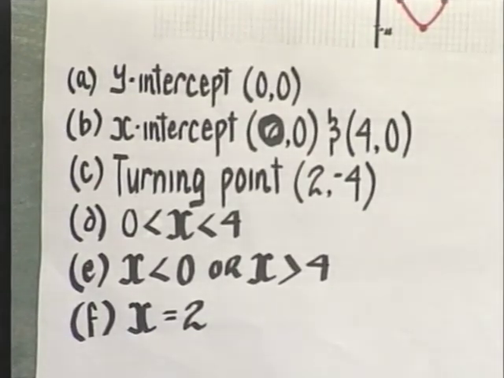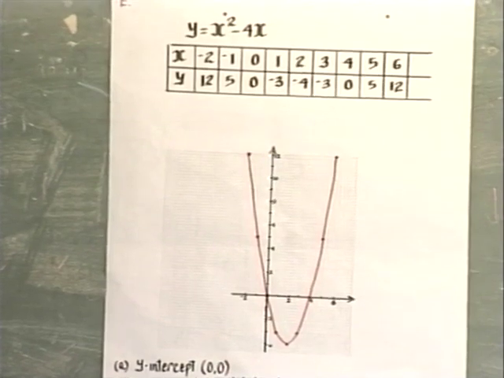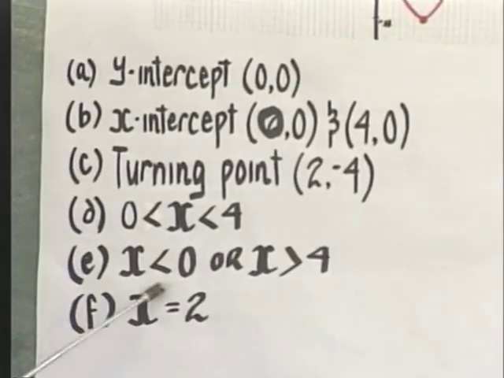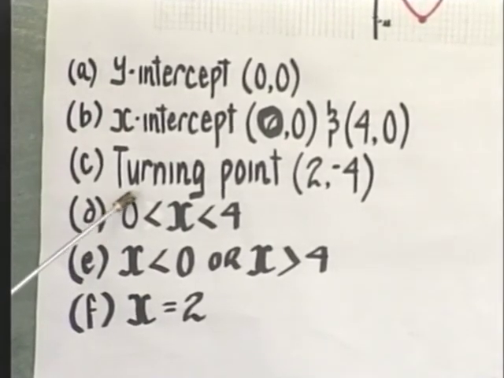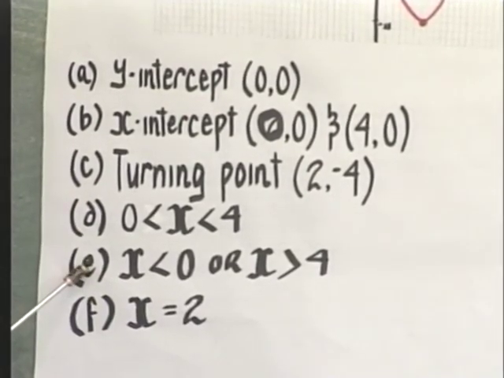The values for x where y is negative is from 0 to 4, or all the values greater than 0 but less than 4: 0 is less than x, which is less than 4. And when y is positive, x is less than 0 or x is greater than 4. The equation of the axis of symmetry is supposed to be the answer to letter D. So it's supposed to be A, B, C, D, E and F.